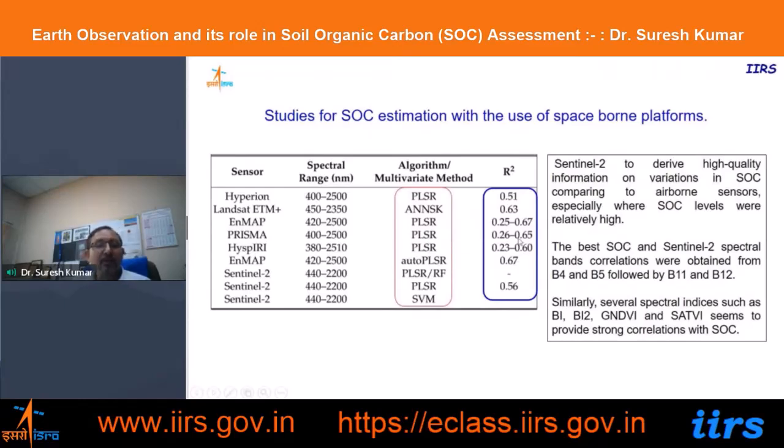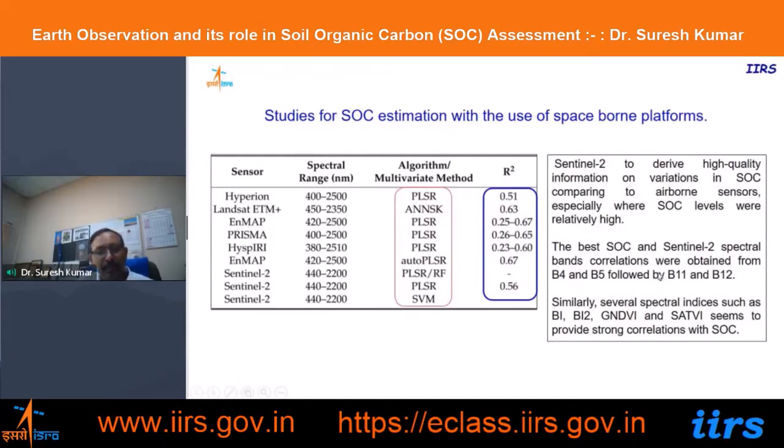Why are we not getting a very good correlation coefficient? Because reflectance is not only governed by soil organic carbon, but it is also governed by soil moisture and the clay content present in the soils. Even if we take dry soils, the clay content governs the reflectance characteristics. That's why we are getting an R square of not more than 0.6.